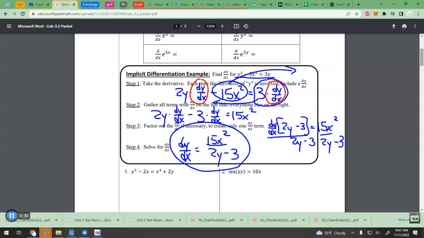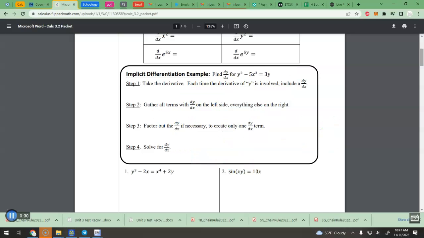Let me do number 1. Probably number 2 as well, because I think that's trickier.